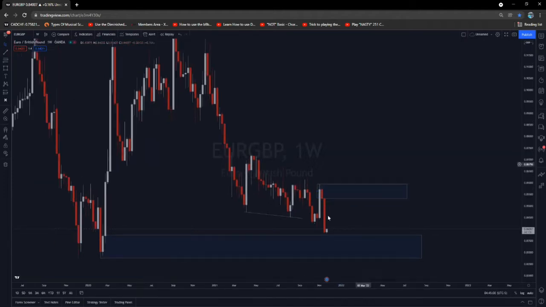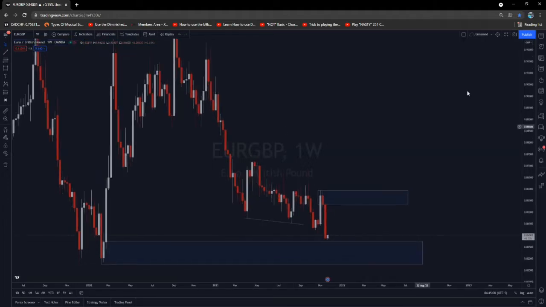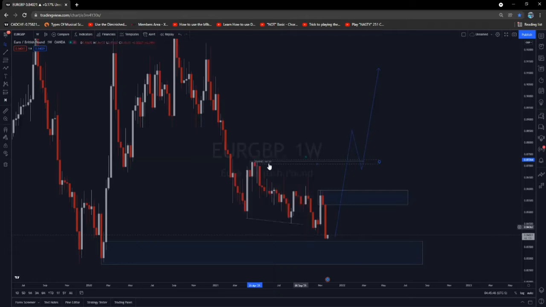Now, if this supply does not hold, and I'm not planning to trade from it, if it does not hold, that's when we can get the scenario that we were all anticipating, which is the movement to the upside, right? Swing high. So let's go on to lower time frames.